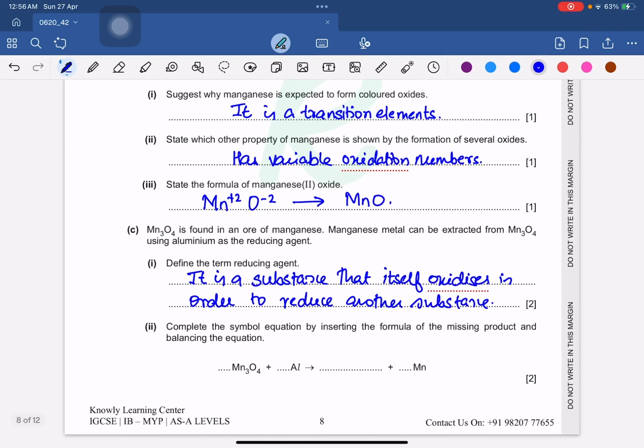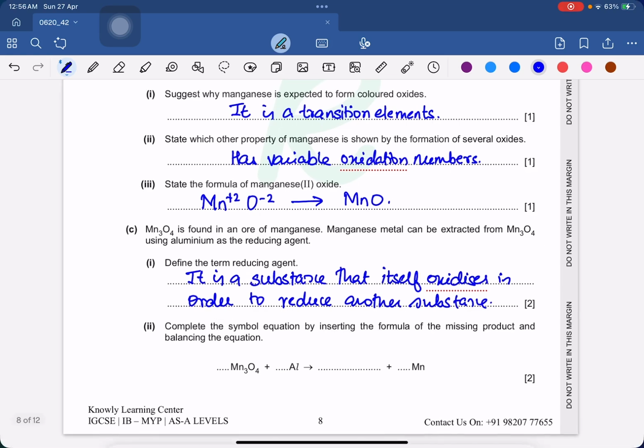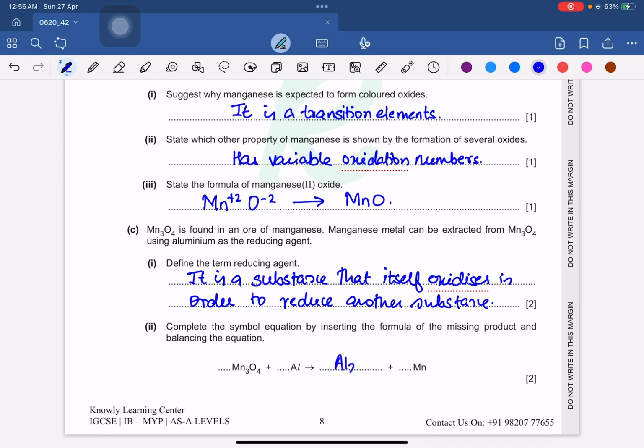Next question. Complete the symbol equation by inserting the formula of the missing product and balancing the equation. So in this question, the product formed will be Al2O3, as aluminium will take up the oxygen, being more reactive. So that will be Al2O3. Now the balancing factors for this will be: here there will be a 3, here there will be an 8, here there will be a 4, and here there will be a 9.